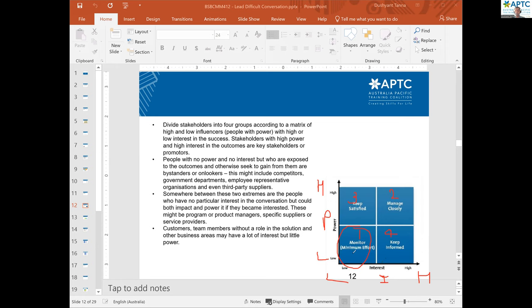What happens here? Low power, low interest. They don't have any power to influence any of the decisions that you might make.